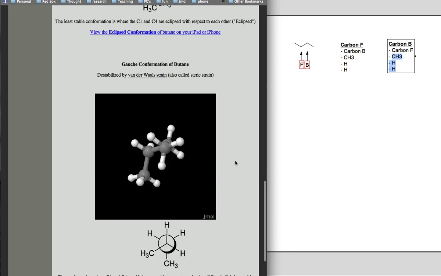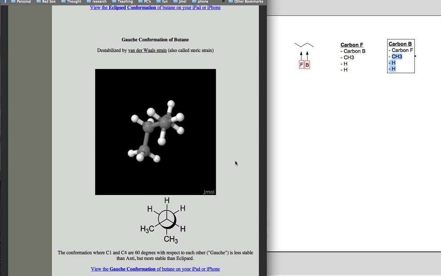And the last major conformation is that of the gauche structure. Again, one in front, one in the back. You can see that the methyl group here to the left is 60 degrees between the methyl group on the bottom and a hydrogen here on the top. And that's how you do it.